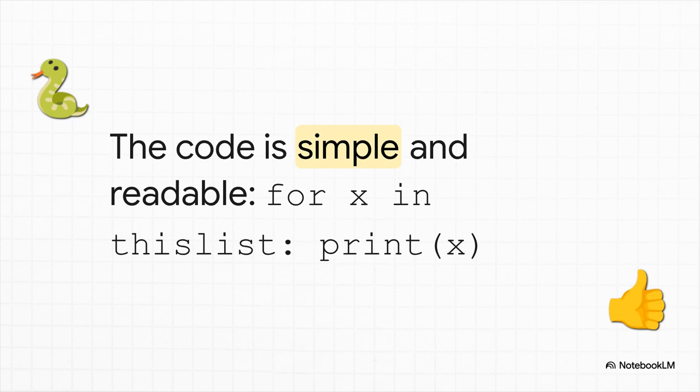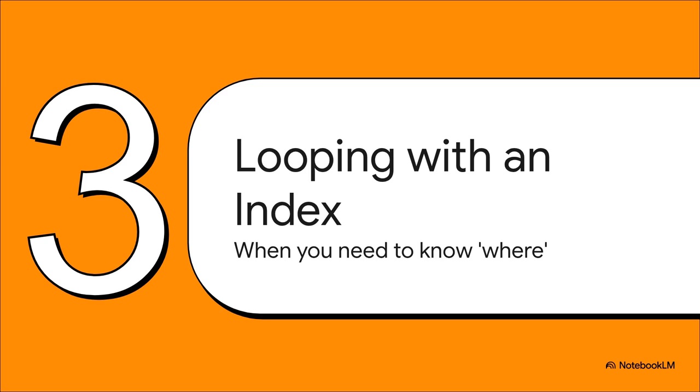It's so elegant. But what if you need to know more than just the item? What if you also need to know its position, its index in the list? For that, we need a slightly different approach. This brings us to looping with an index, the perfect tool for when you need to know where you are.